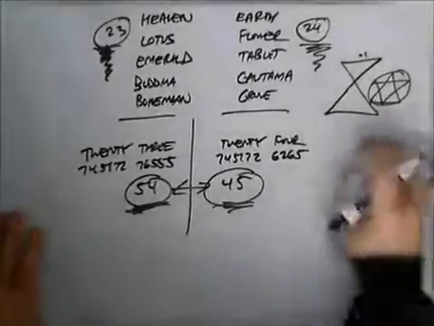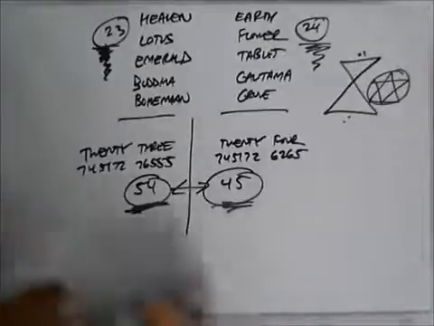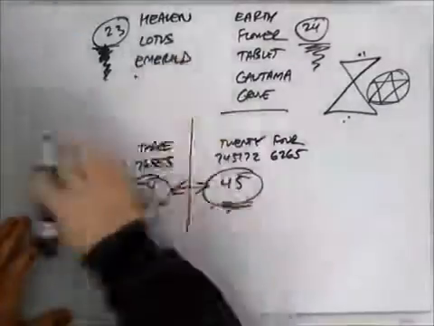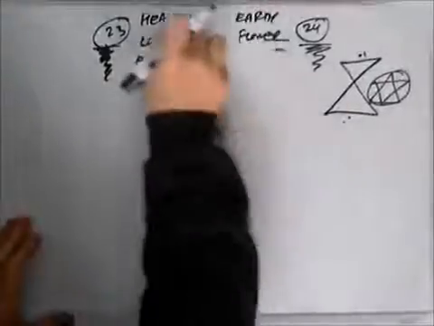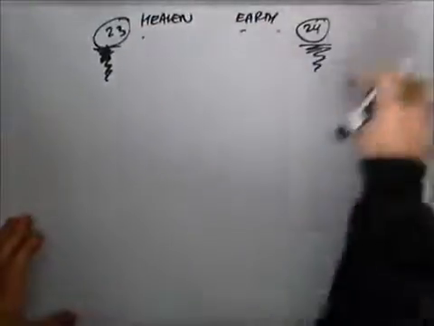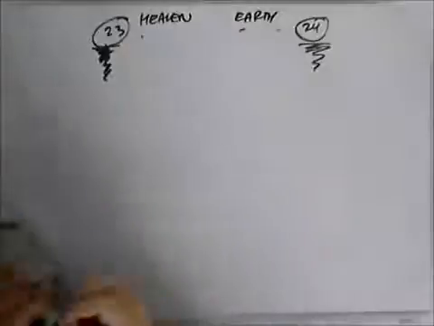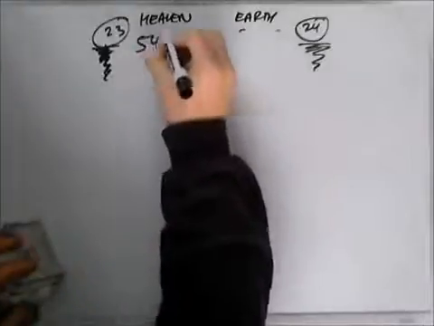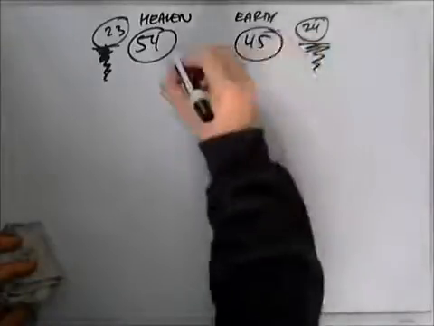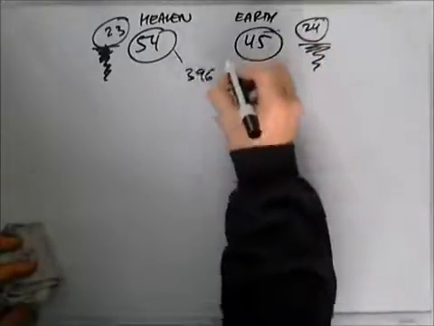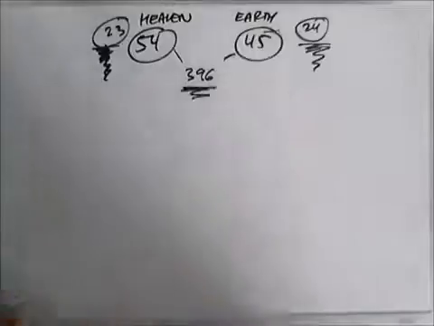So 54 and 45. Hopefully everybody gets that. I'm just going to write it again here. We did the numerology for the words 23 and 24, and it tells us about two numbers, 54 and 45. We add the numbers between them up, and it tells us about 396.